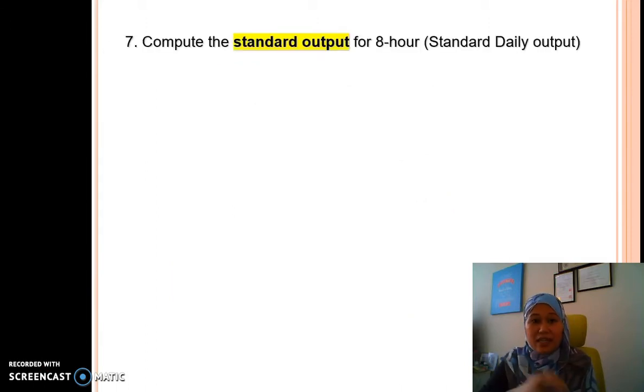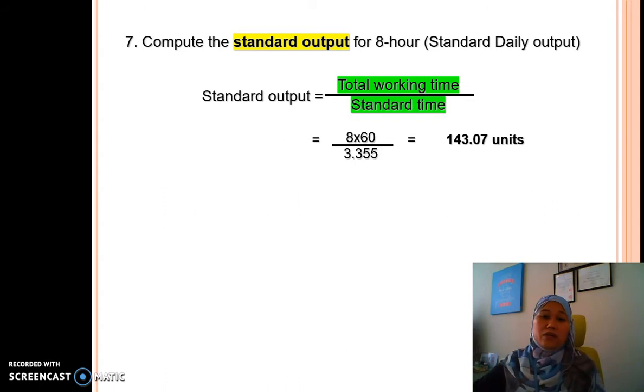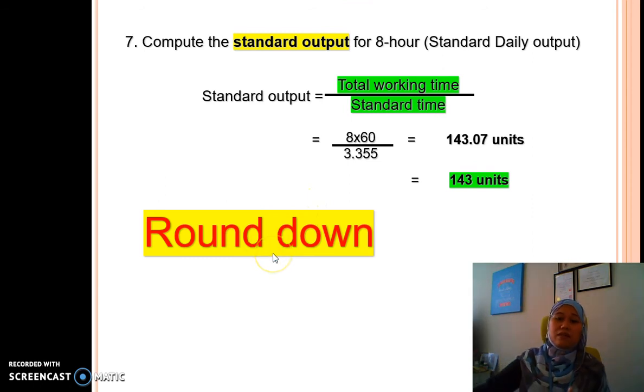It's not complete. And then we can also calculate the standard output for daily, which means the one working day output for the operation. So for this case, they give us 8 hours. So total working time is 8 hours times 60 minutes divided by the standard time. So we get 143.07. And we need to report it as 143. And we need to round down. So that's the production for the day. Okay, based on the standard time that we have calculated before.